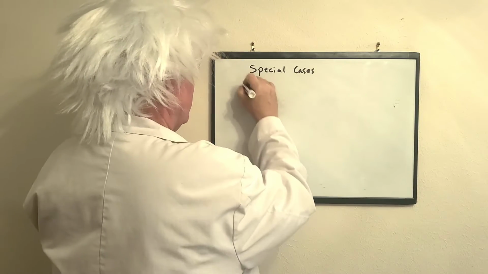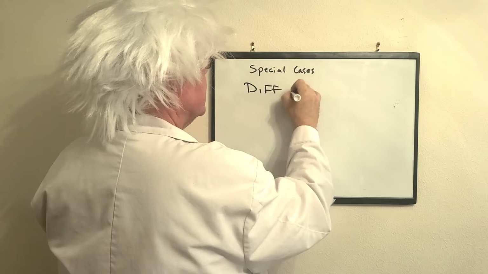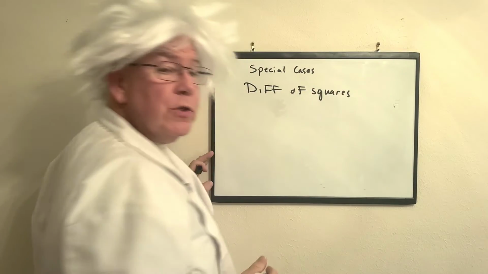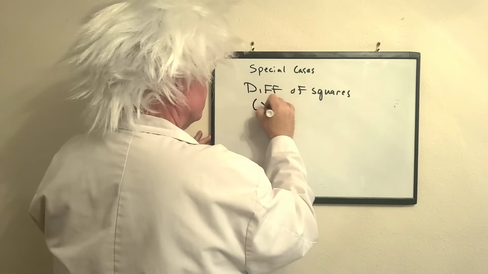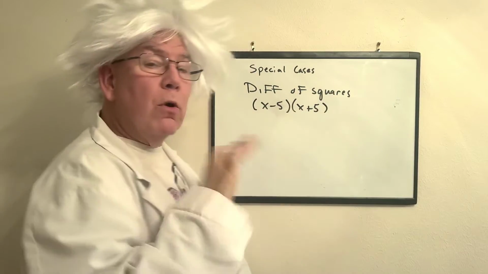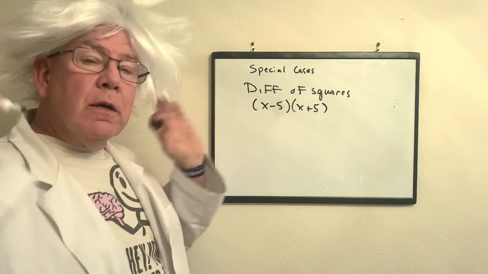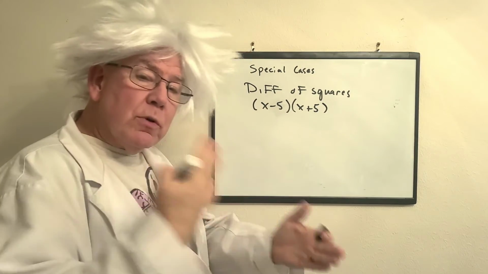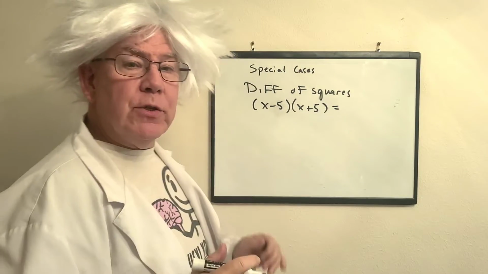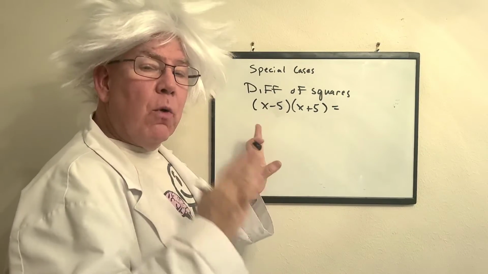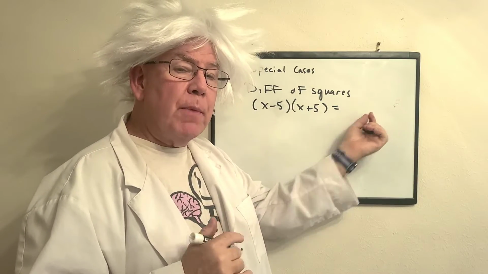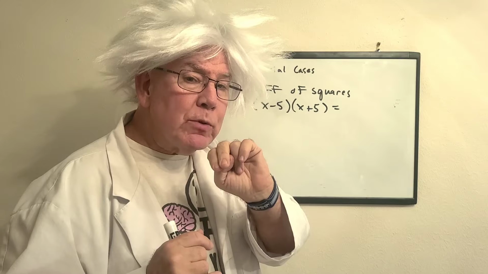Now, we have something called difference of squares. The origin of difference of squares is as follows. If I multiply these together, now, Algebros, Algebabes, please, we're going to take a little shortcut here. This is one of the only special cases where I multiply two linear binomials and get a quadratic binomial. That's two terms, okay?